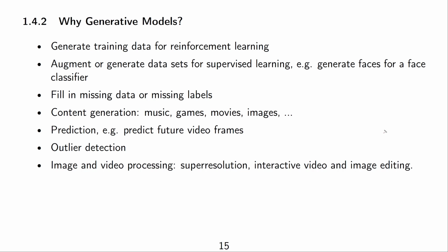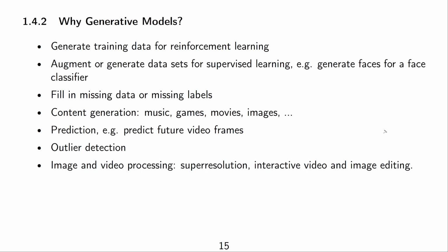So we can look at generative modeling in general, but this is also to discuss what GANs in particular are used for. One thing that GANs have been used for is to generate training data for other deep learning models, for example, reinforcement learning. GANs have been used as a data augmentation technique for other supervised learning neural networks. For example, we could generate faces for a face classifier.